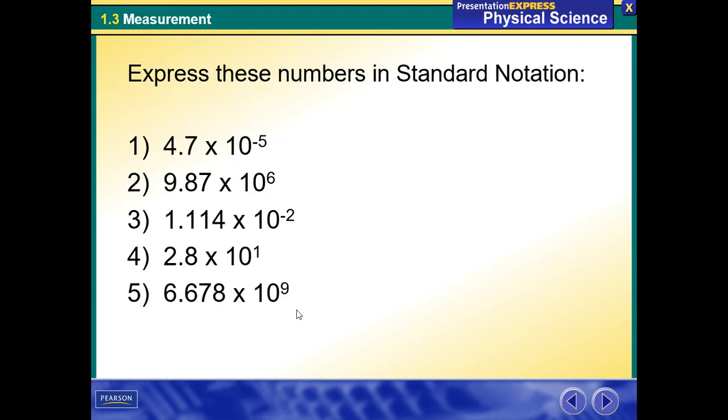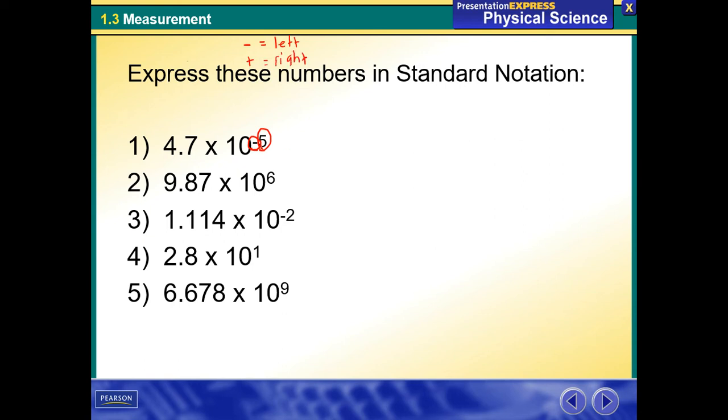So here we have examples of different scientific notation, and we're going to move them to standard notation. So first and foremost, this number right here tells us how many times we're going to move the decimal. The sign tells me if I'm going to move it right or left. So if you see a negative, that means that I'm going to move it to the left. If you see a positive, that means you're going to move it to the right.